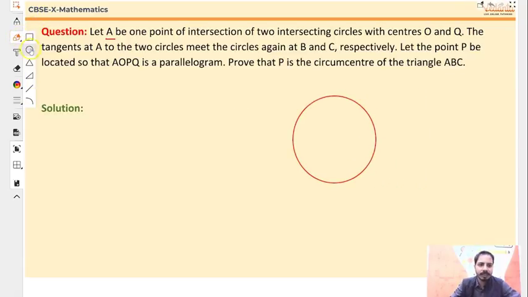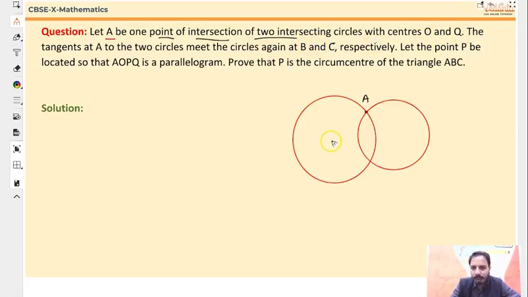So this is a circle, and say this is a circle. And let us say that this point is A. So let A be one point of intersection of two intersecting circles with center O and Q. Let us say this is center O and this is center Q. Now what is said? The tangents at A to the two circles meet the circles again at B and C.